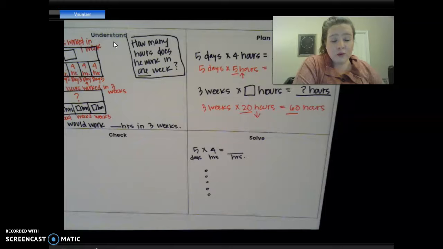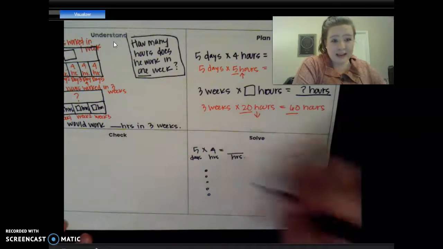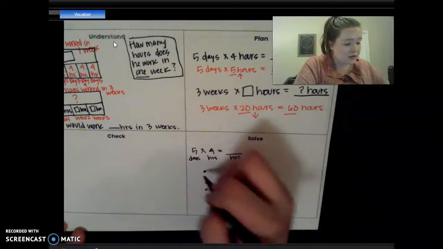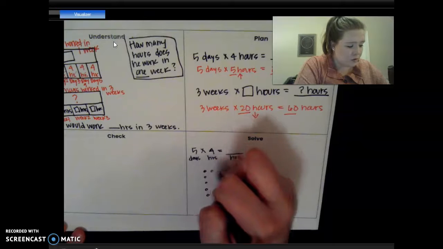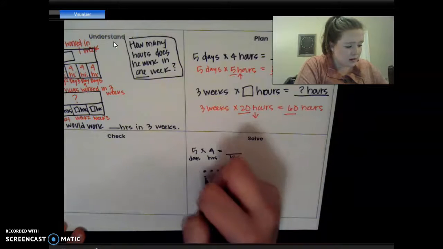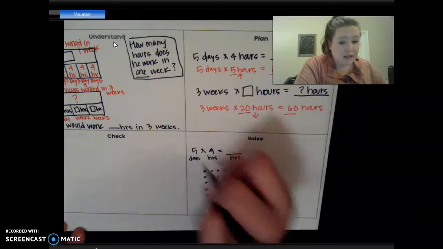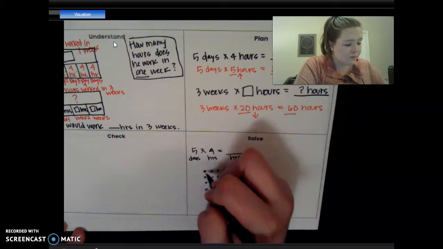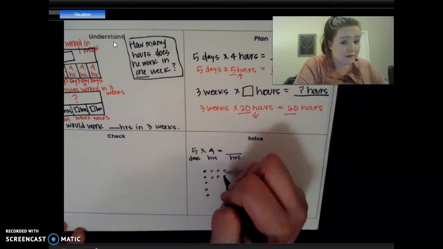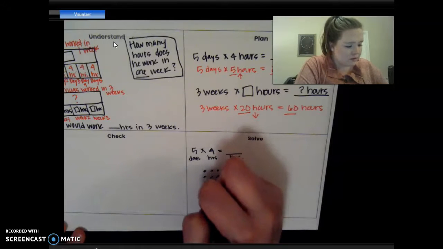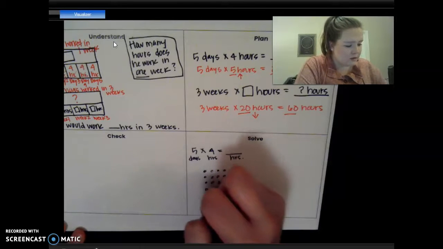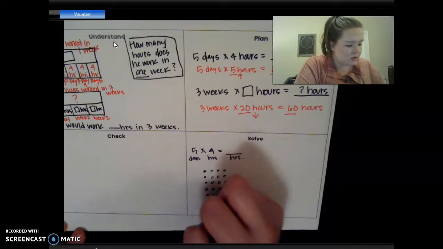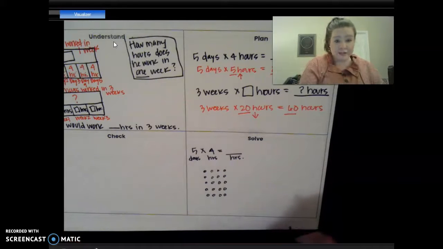When you're making your array, it is really, really important that we try to keep everything lined up, okay? So 1, 2, 3, 4. 1, 2, 3, 4. So I have 5 groups and 4 in each group, or 5 rows and 4 in each row. 1, 2, 3, 4. 1, 2, 3, 4. 1, 2, 3, 4. Okay, so there's my array.